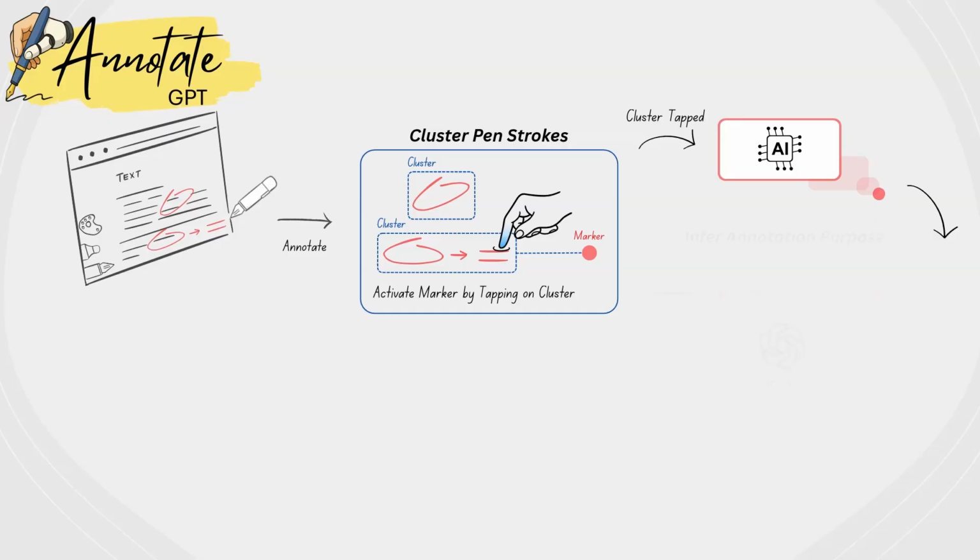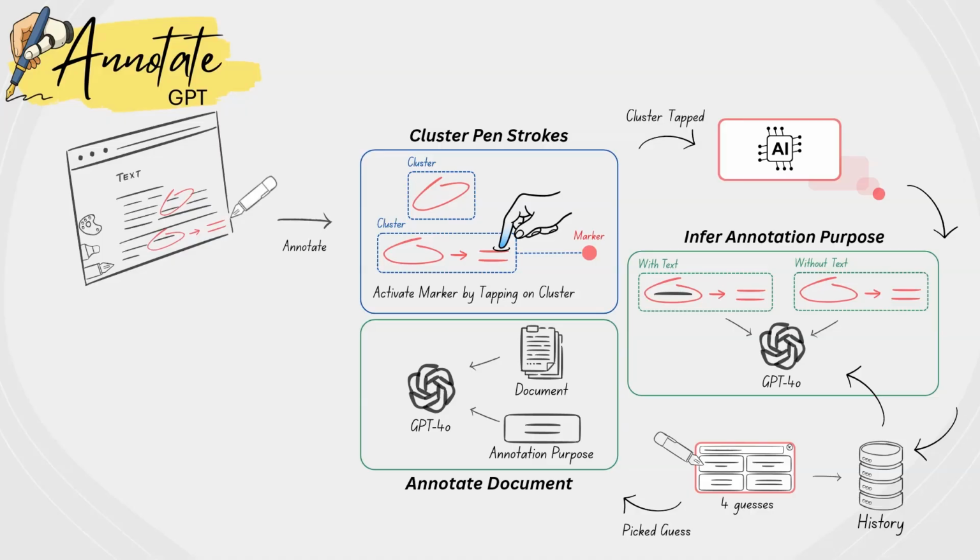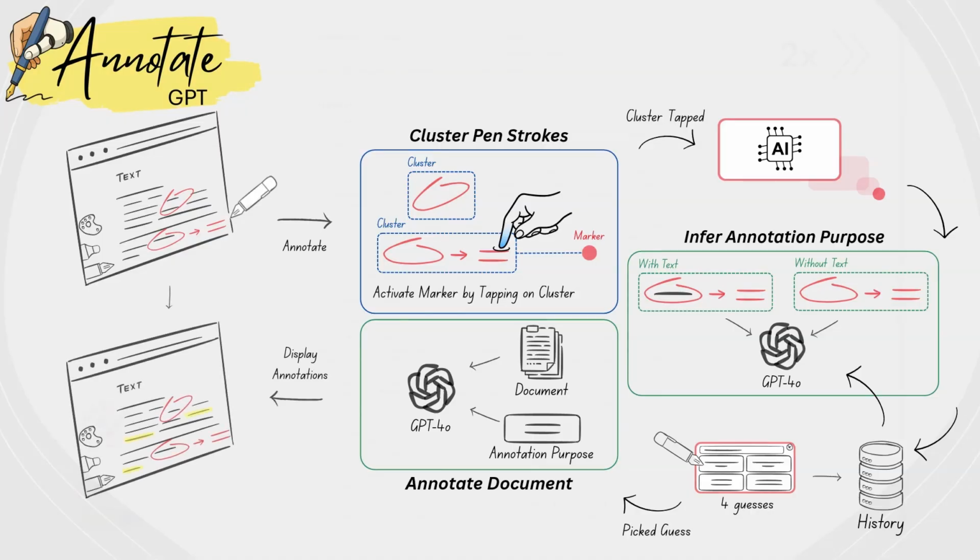AnnotateGPT will infer the annotation's purpose from its history and the image, and output 4 guesses. Once the user picks a guess, AnnotateGPT stores it for future inferences and annotates the document based on the picked purpose. The annotations generated will be displayed in yellow highlights. Although we chose a specific domain, the clustering and purpose inference are domain independent. This framework can be applied to other domains by manually supplying a different prompt to an annotation module or by having a sub-agent create the prompt.